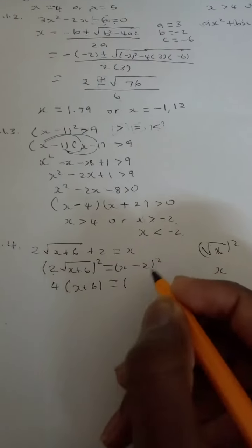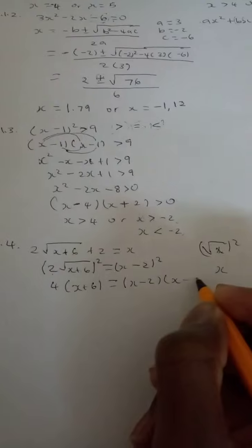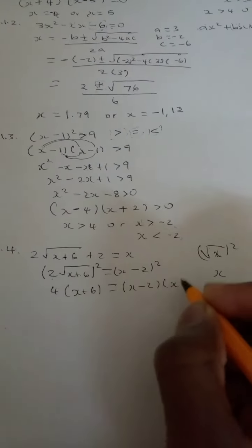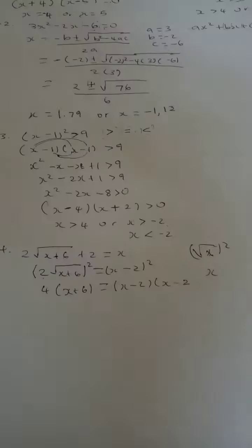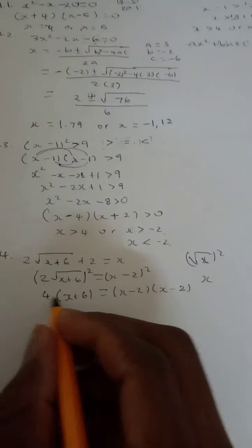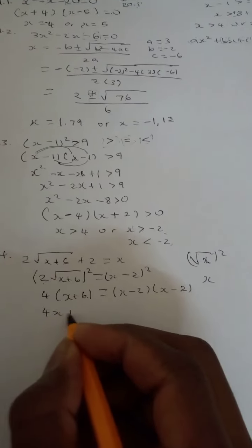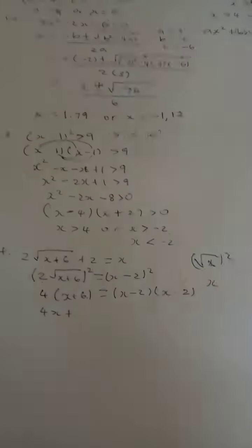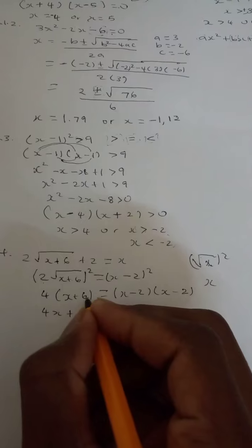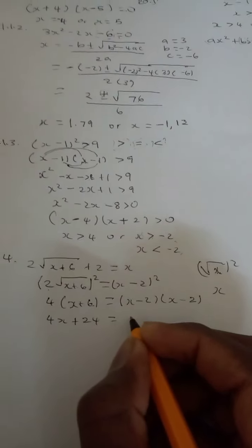The square means you split the brackets into 2. If it's 3 here, you split the brackets into 3. And then you have something like that. 4 multiplied by this is how much? It's 4x. 4 multiplied by 6 is how much? 6 multiplied by 4 is 24, right?